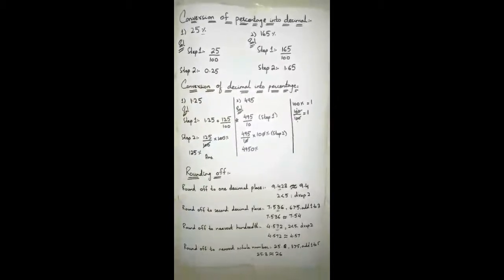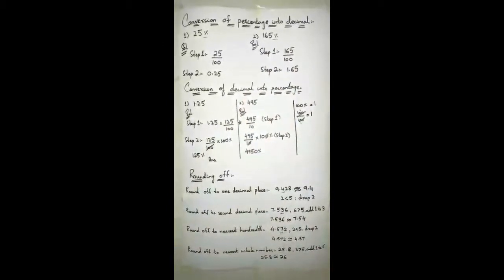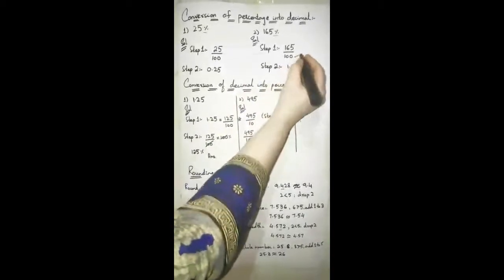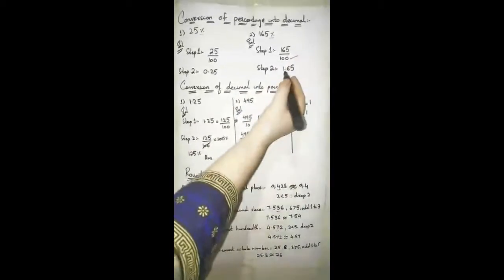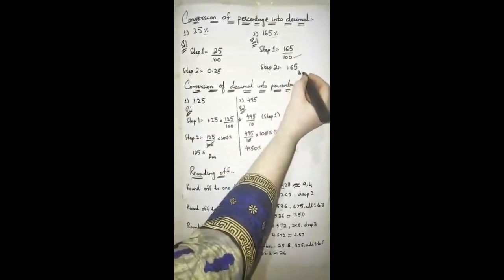Number 2 example is 165%. Again, you will follow two steps to find the decimal number. Step 1 is 165 upon 100. You remove the percentage sign, that's why you are placing the denominator 100 here. And step 2, 1.65. You have two zeros in the denominator, that's why you are placing the decimal point before two numbers. 1.65 is the answer.